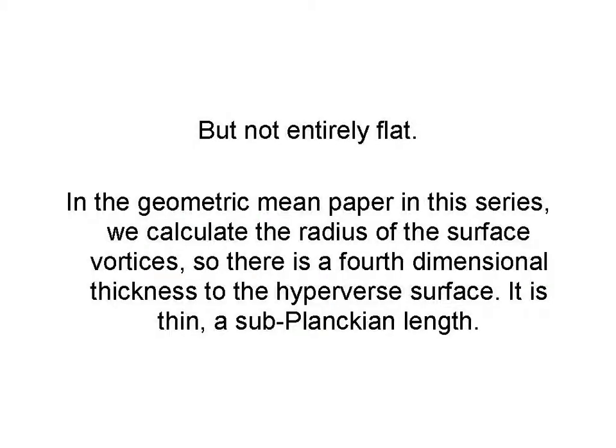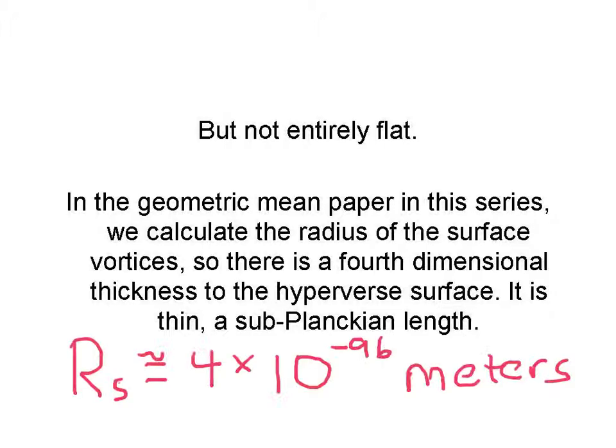But not entirely flat. In the geometric mean paper in this series, we calculate the radius of the surface vortices. So there is a fourth dimensional thickness to the hyperverse surface. It is thin, much smaller than the Planck length. The radius of the surface vortices, r sub s, or small radius, is approximately equal to 4 times 10 to the minus 96 meters. We derive that value in the geometric mean paper.